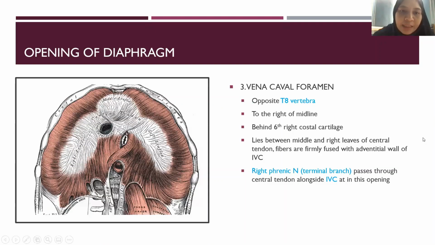So the next opening of the diaphragm is the vena cava opening. It is opposite T8. As you can see from the picture here, it is more to the right. It is in between the right leaf and the middle leaf of the central tendon. It transmits the right phrenic nerve and also the IVC. Next.